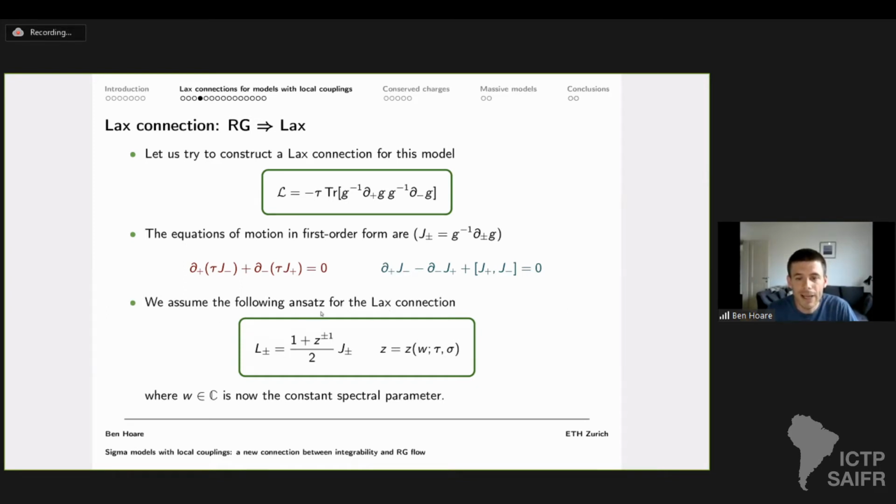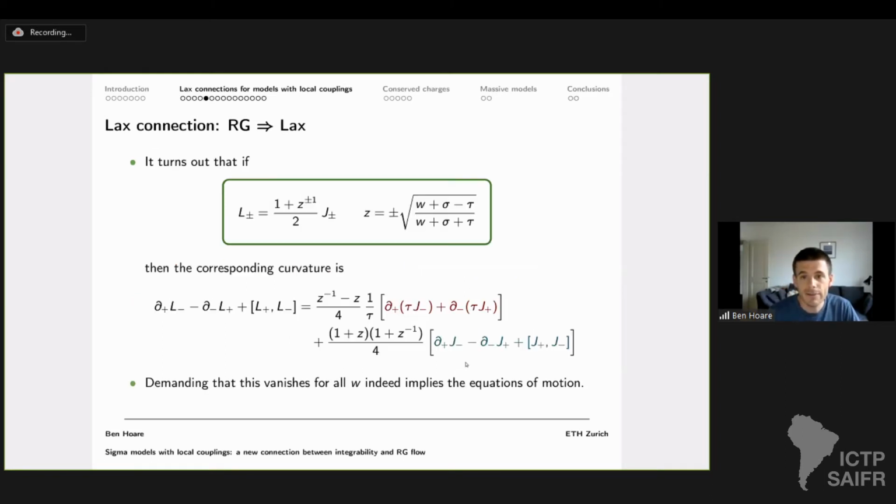And we're going to assume the following ansatz for the Lax connection. It's basically the same as before, except now that Z will depend on W. W is going to be our new constant spectral parameter, and Z is also allowed to depend on tau and sigma. So this is our ansatz, and what we find is that if Z takes the following form, square root of this expression based on W, sigma, tau, then we can compute the curvature of L, and we find two terms which are proportional to different functions of Z. The first term is proportional to the equation of motion, and the second one to the zero curvature of J. So demanding that this vanishes for all W implies the equations of motion.